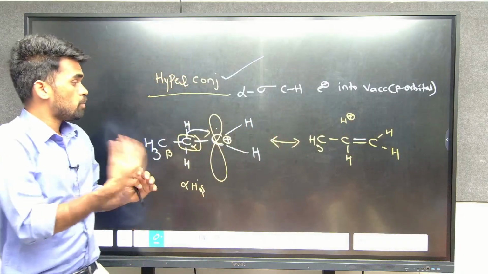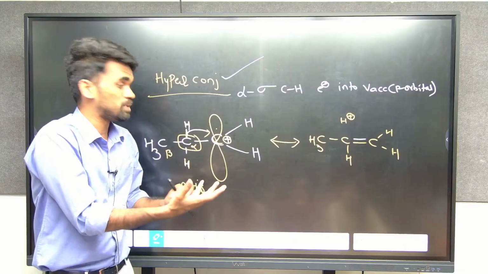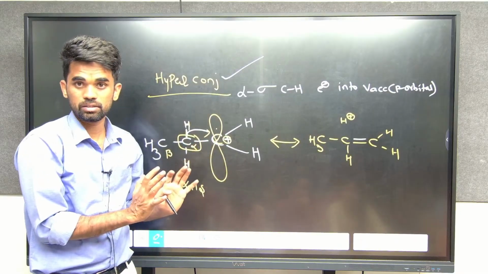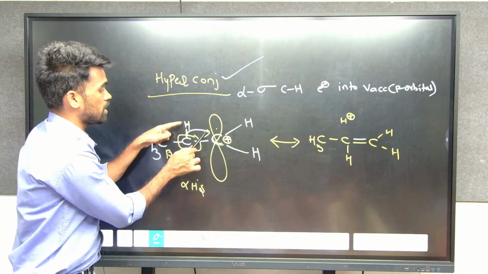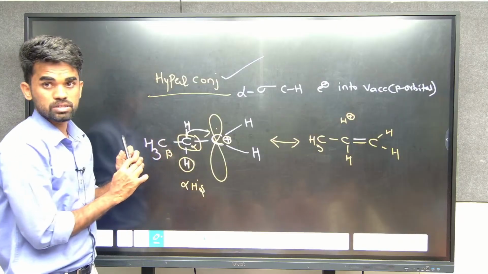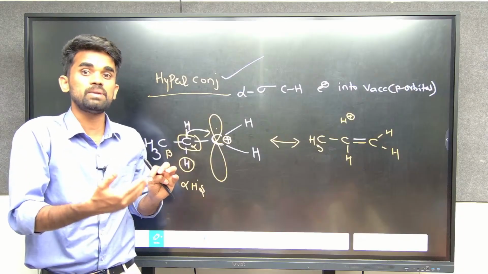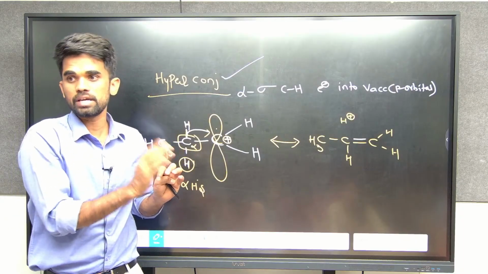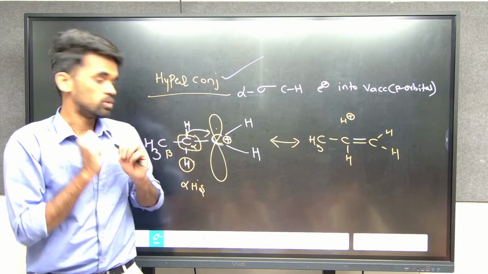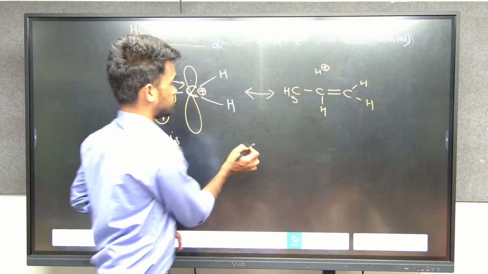Like that, how many times do we have possibility for stabilization of this carbocation? With this alpha hydrogen, same story with these alpha hydrogens. It means the more the number of alpha hydrogens, the more is the stability of that particular carbocation. Is this clear everyone? Okay. Now look at this.